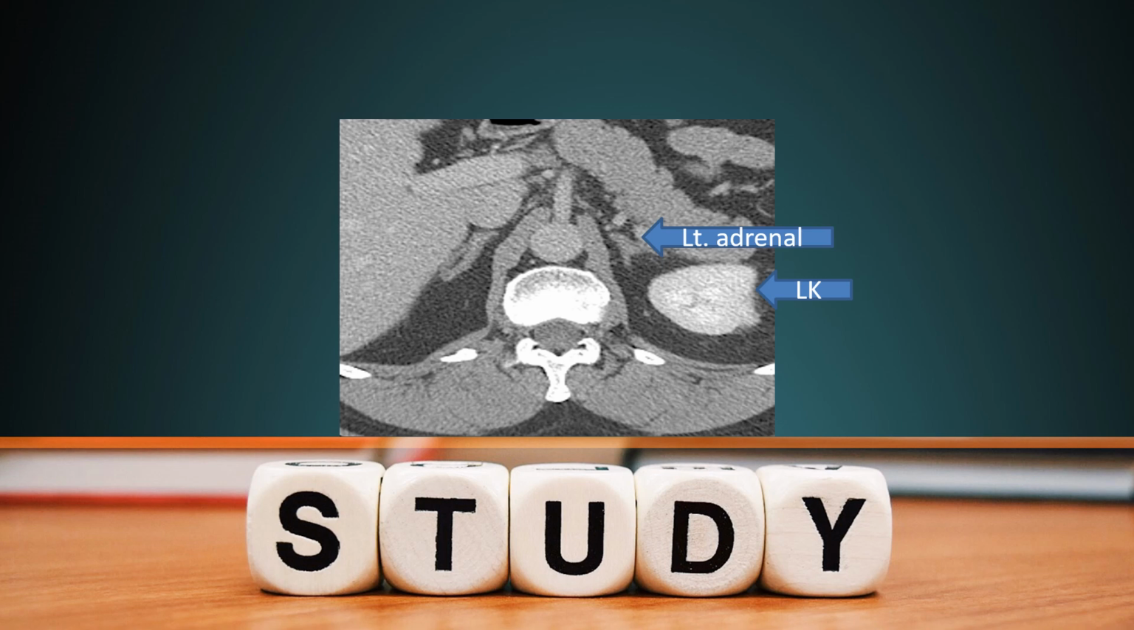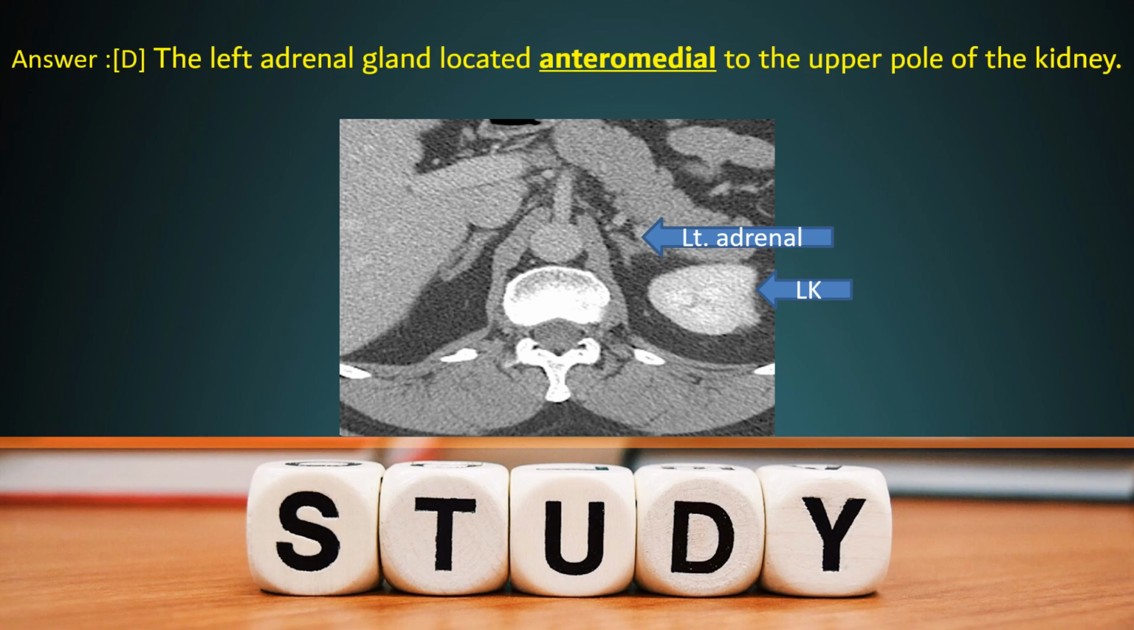It's not completely anterior and it's not superior to the upper pole of the left kidney, but exactly in an anteromedial position. So, the right answer to this question is that the left adrenal gland is located anteromedial to the upper pole of the left kidney.